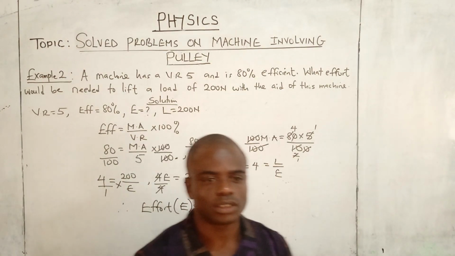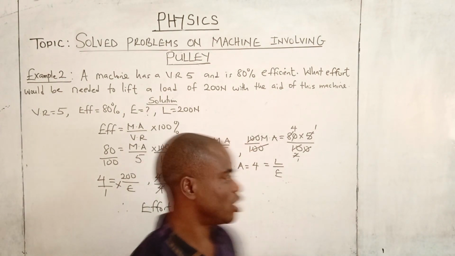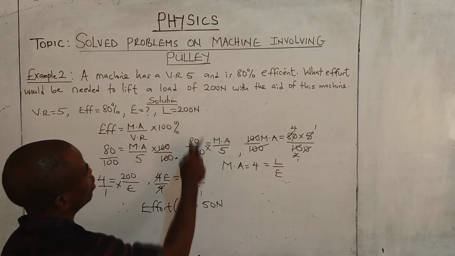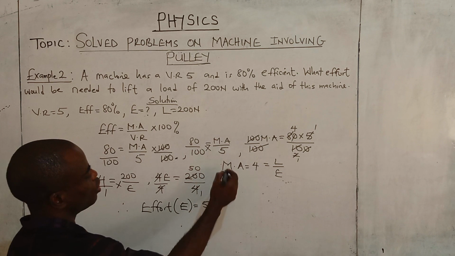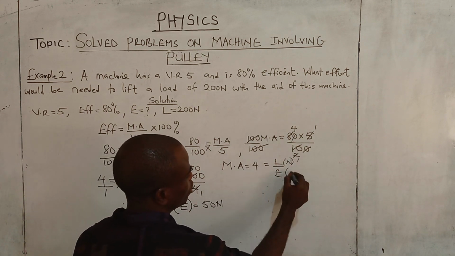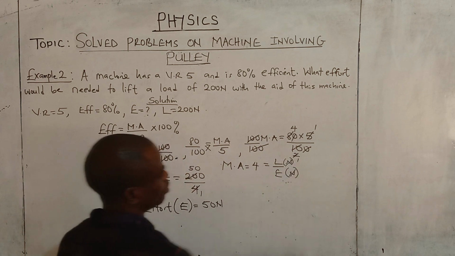Please don't forget, the unit is very important. We are solving physics. Effort is in newton, load is in newton. For mechanical advantage, there is no unit, because the units will cancel each other. Newton over newton, the unit will cancel out.